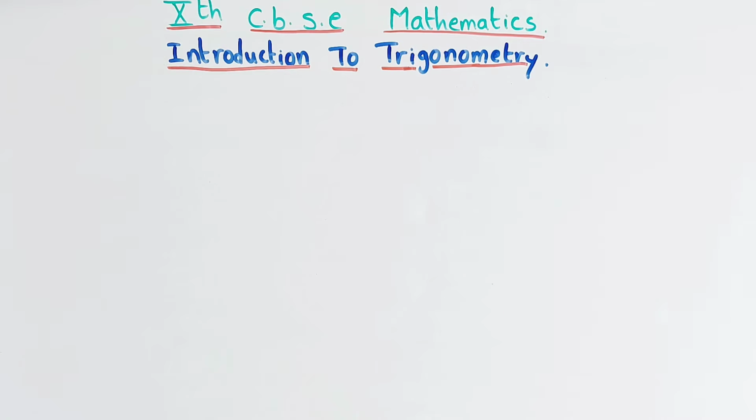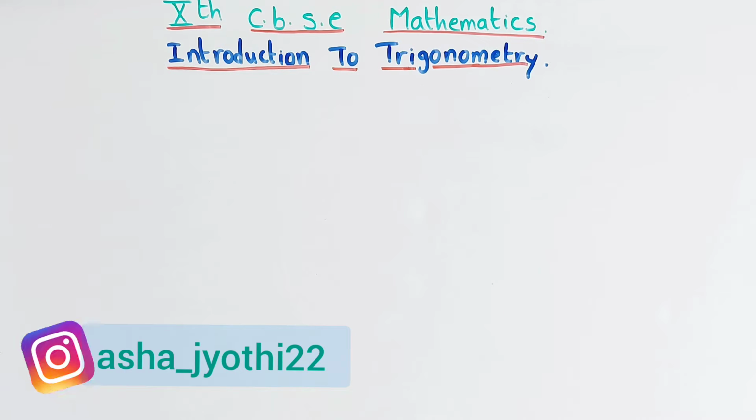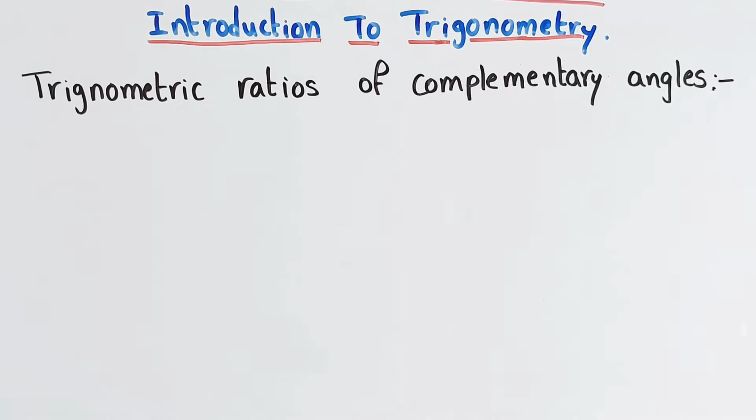We are learning 10th standard CBSE Mathematics chapter Introduction to Trigonometry. Till now we have learned trigonometric ratios of 0 degrees, 30, 45, 60 degrees and 90 degrees, children. In this session we are learning trigonometric ratios of complementary angles.